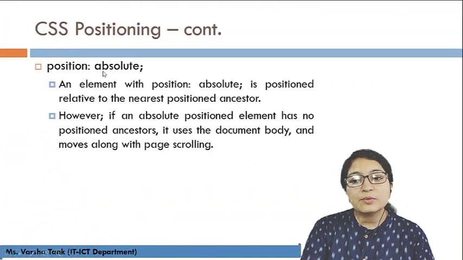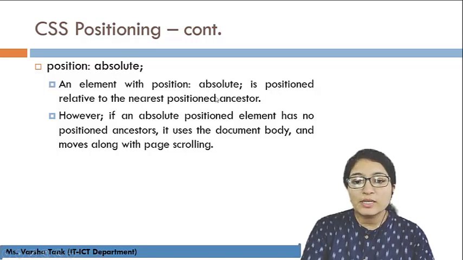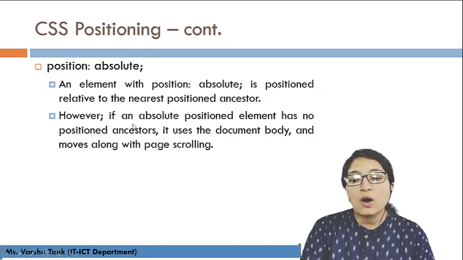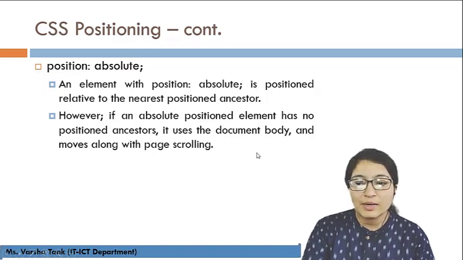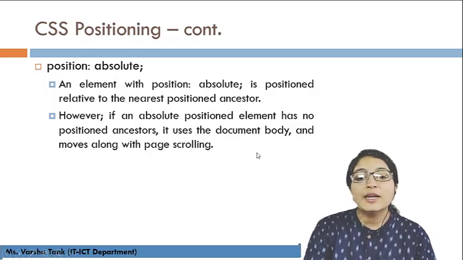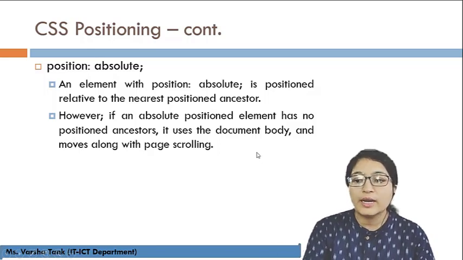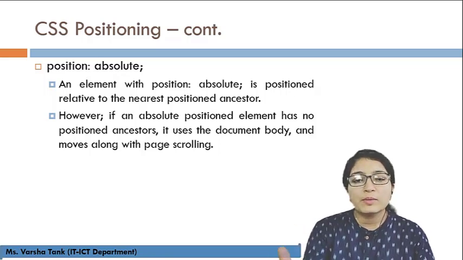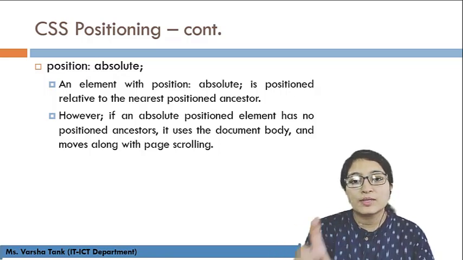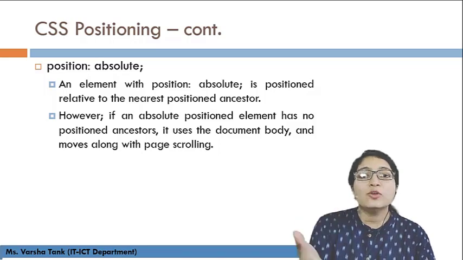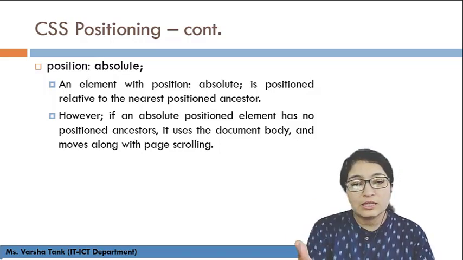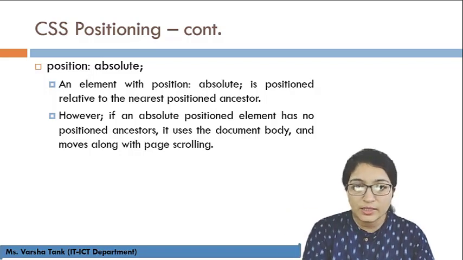Now next one is the position absolute. An element with position absolute is positioned relative to its nearest positioned ancestor. However, if an absolutely positioned element has no positioned ancestor, it uses the document body and moves along with the page scrolling. For example, if you have used one div and inside it another div, the inside div will take its position according to its parent div.